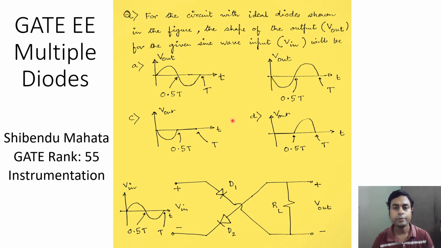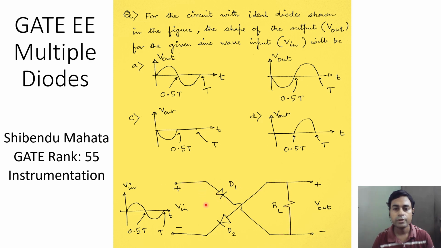Continuing with our GATE problems for multiple diodes, here is another problem. For the circuit with ideal diodes shown in the figure, the shape of the output for the given sine wave input will be, and there are four options provided which show the output waveform, where the input waveform is a sinusoidal waveform, and this is the circuit that is shown here.